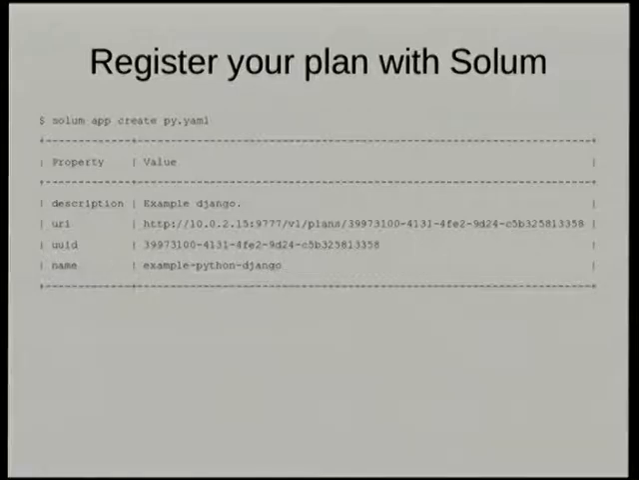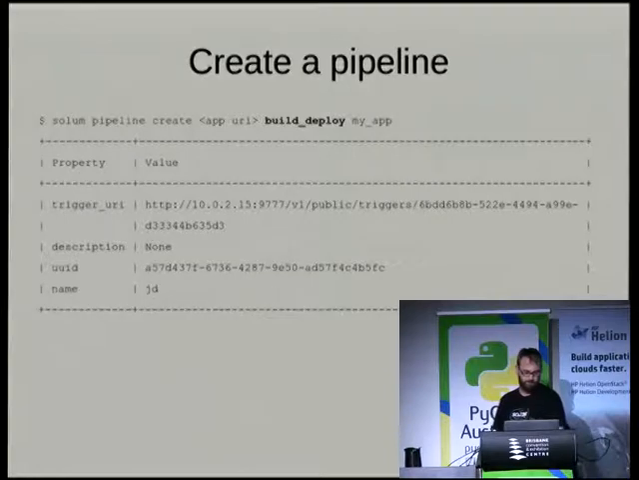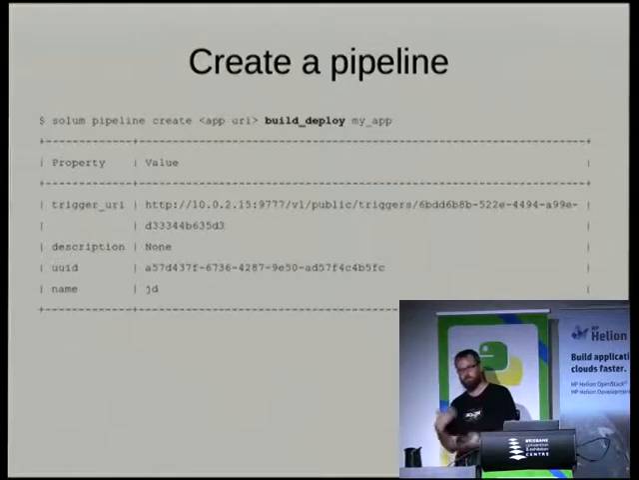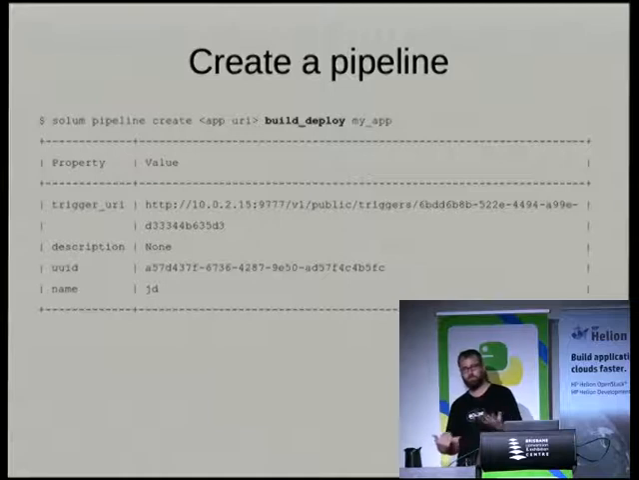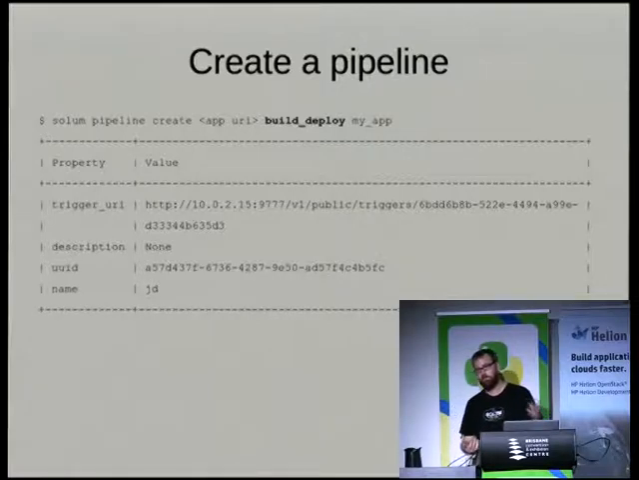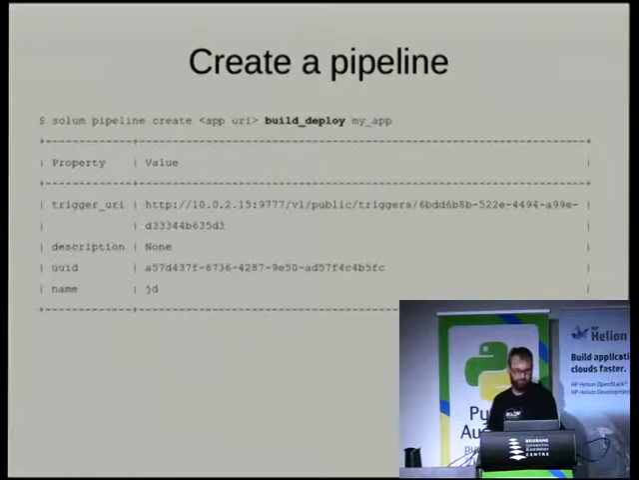You go and register your app. Okay, that's just registering the app. The next one is creating a pipeline that has a trigger URL. That's the URL that you would go and put into GitHub. And so whenever you do a push, it would trigger back to Solum to say, hey, you need to start the pipeline. The highlighted bit there, the build deploy, that is basically the name of a Mistral workbook, which is a workflow that defines the steps that you want to take in your pipeline. So if you have unit testing, builds, functional tests, and then finally deployment, all those can be part of it.